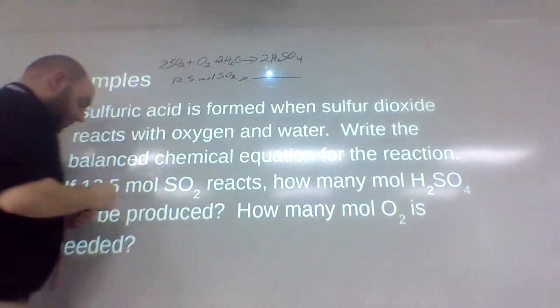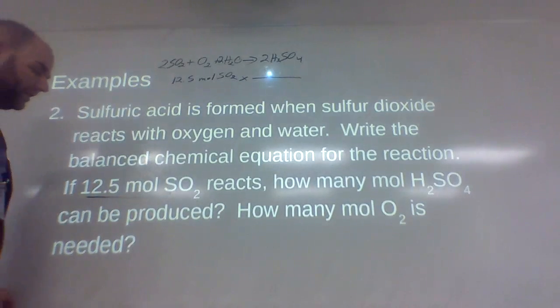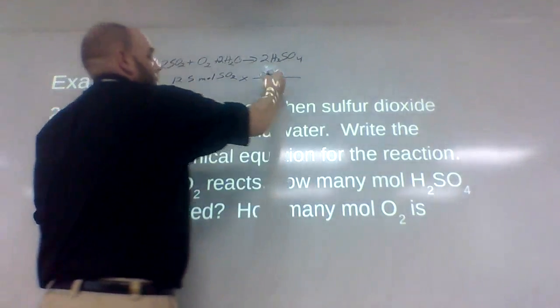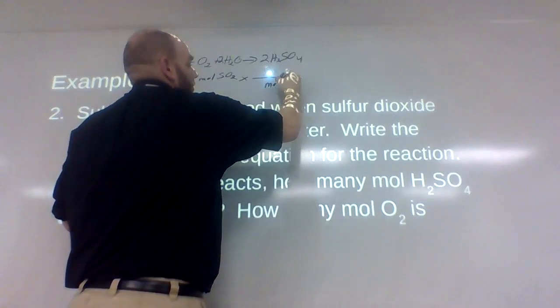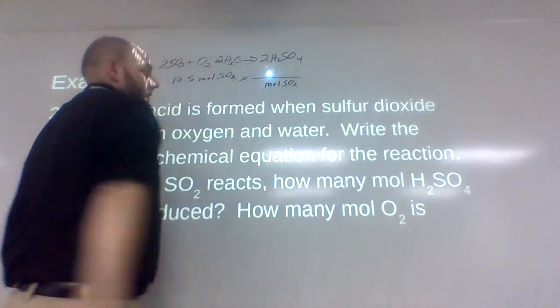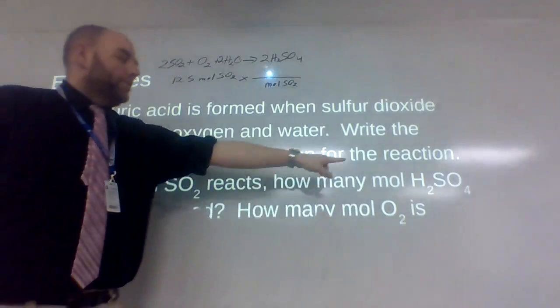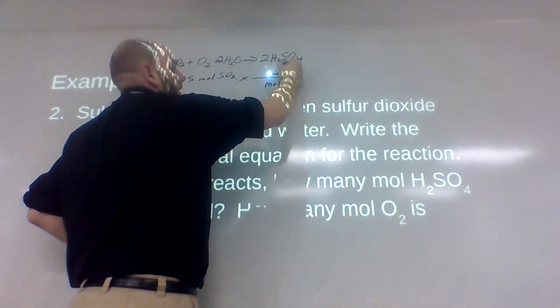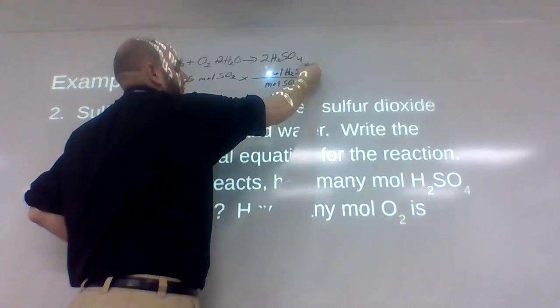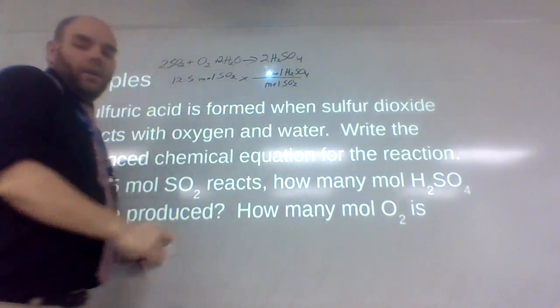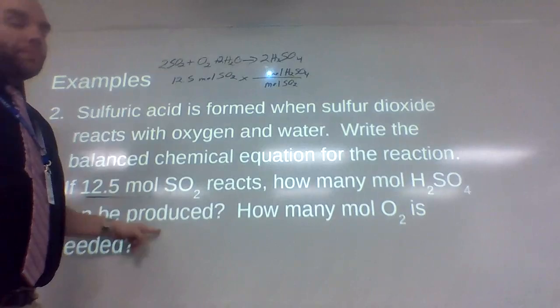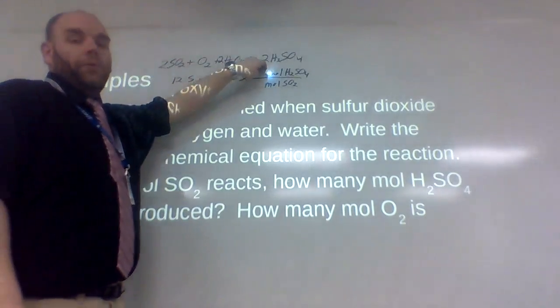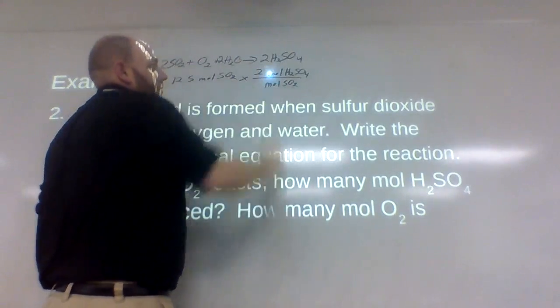Now, we said earlier, if I want to get rid of that, where's it going to have to go? It's going to have to go on the bottom. So we're just going to say moles of SO2 down here. Question number 1, how many moles of H2SO4 can be produced? So I'm trying to go to moles of H2SO4. Good. Now, I look at the balanced chemical equation. Moles of H2SO4, I have 2. So that's going to be a 2 there.